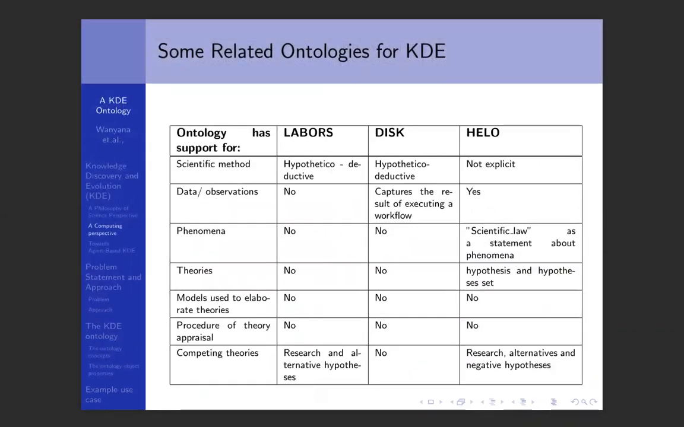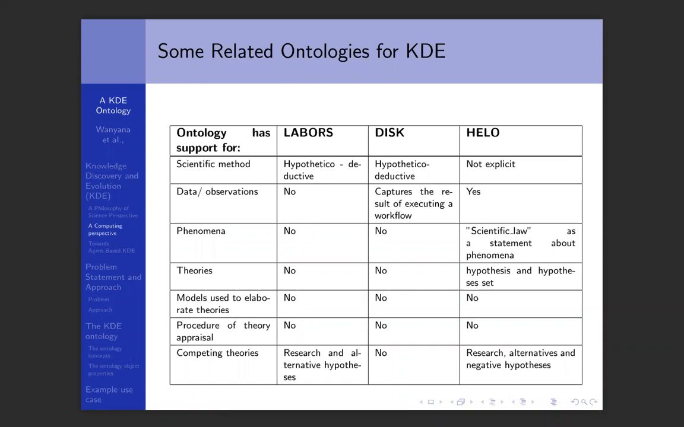Some ontologies have been developed for KDE. KDE is knowledge discovery and evolution. Some ontologies have been developed for this purpose. For example, LABORS, which was developed for the robot scientist that I've described, and the DISK ontology, which was developed for the DISK system. These ontologies follow the hypothetical deductive method, except for HELO, in which the method applied is not exactly explicitly stated.